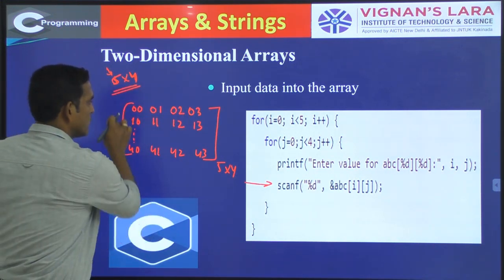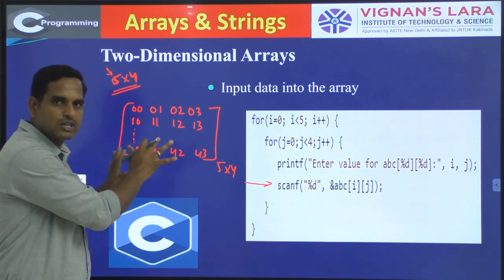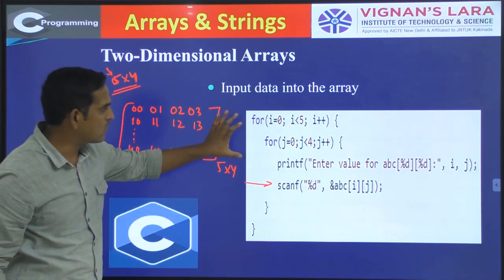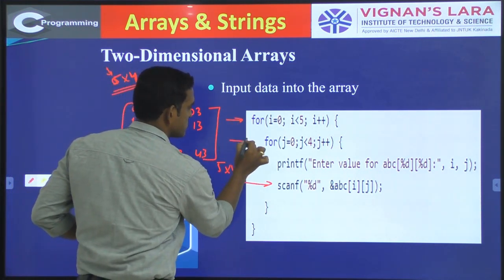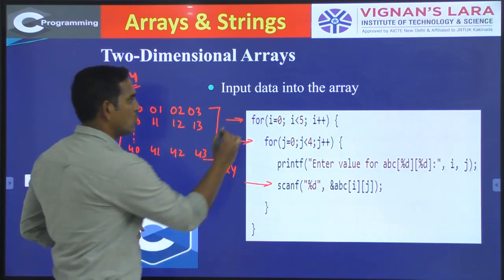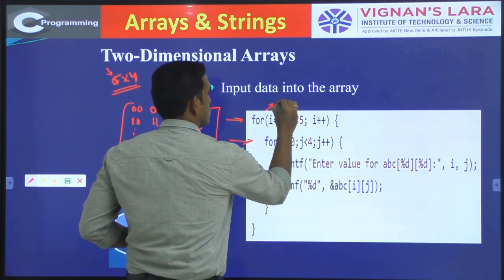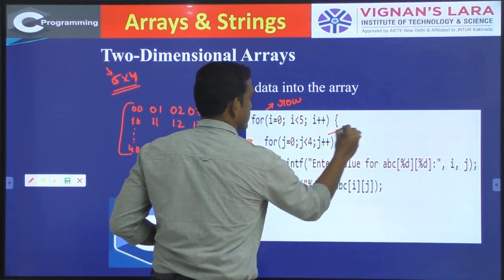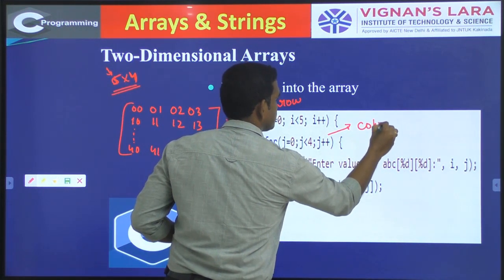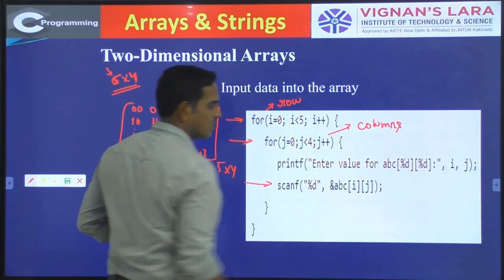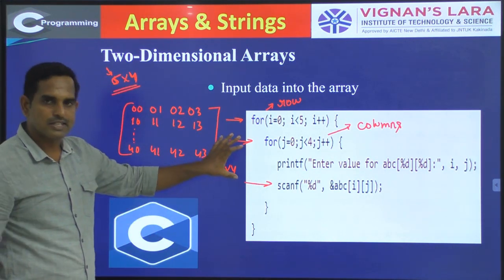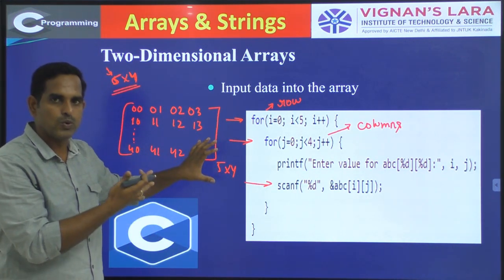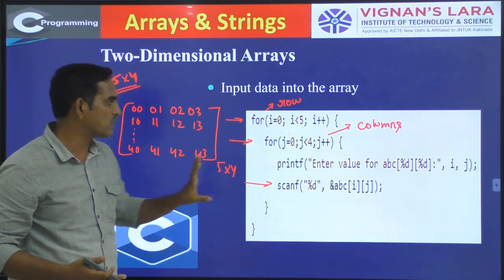So to access each and every element in your complete matrix, I have to use this method, where you have to specify 2 for loops. Okay, one for loop for the rows and the second for loop for the columns. So how will it work? That is how you can input values into the array.